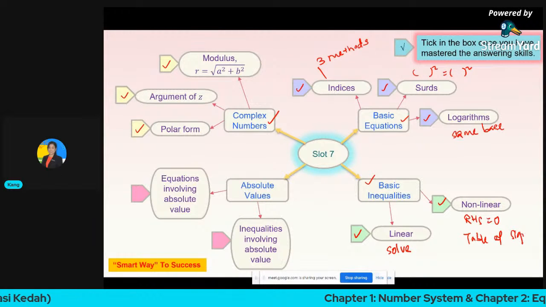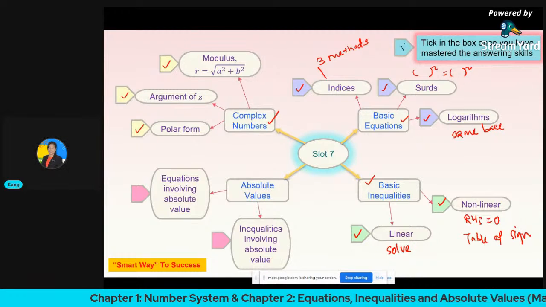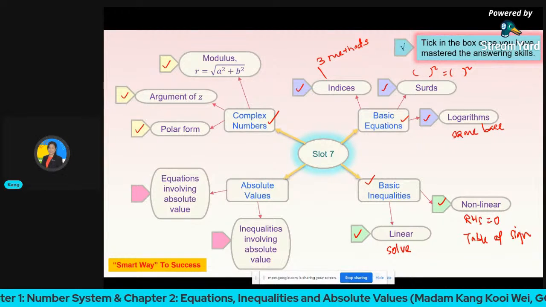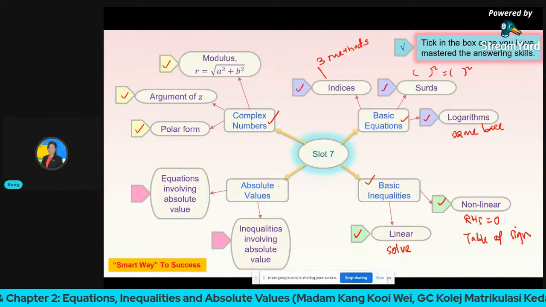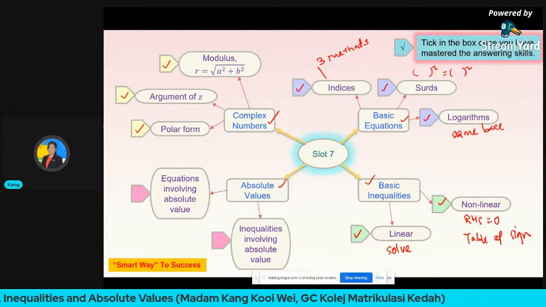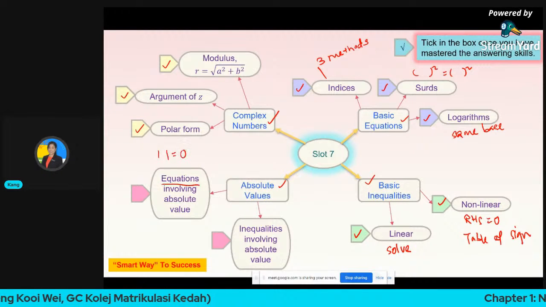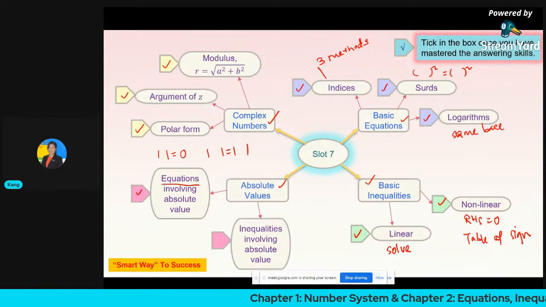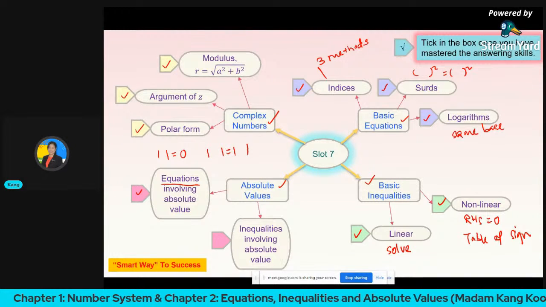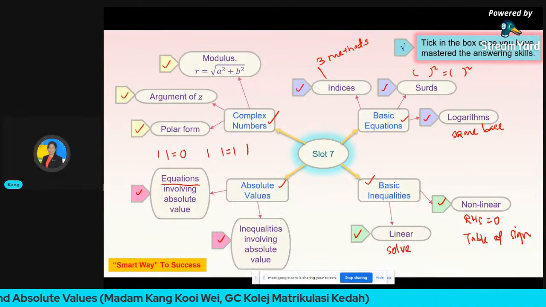This one is to motivate you. You have already done the revision for chapter 1 and chapter 2. The last part is the absolute values. For absolute values, we have the equation involving the absolute value, like this, or like this. You can study this in the notes that Madam posted in our Telegram channel. Then for the inequality involving the absolute value, we have learned it just now.